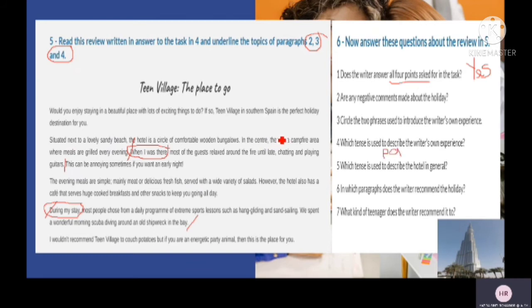Number 5. Which tense is used to describe the hotel in general? Okay, tense apa yang diguna pakai bila penulis tu memberi gambaran tentang hotel itu secara umumnya. Okay, you can refer to the first one here. Alright, the answer is, of course, the writer used present tense when describing the hotel in general.